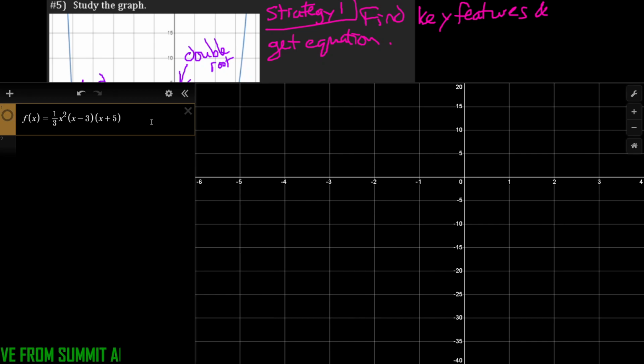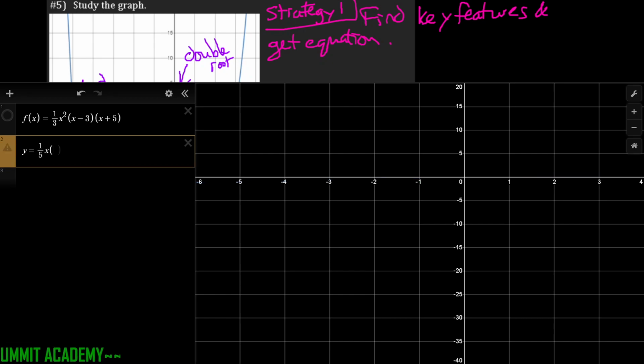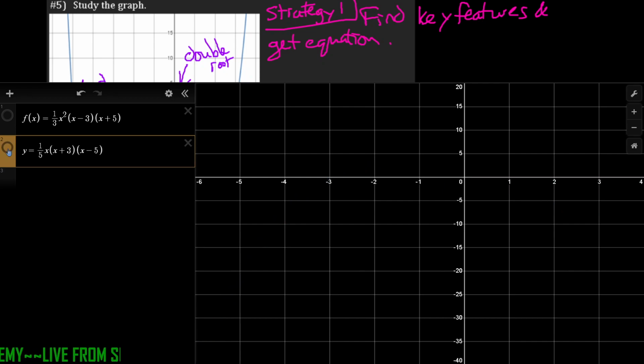So I'm going to actually unhighlight. Let me prove that the other ones are incorrect. So let me look at this first one. It says y equals 1/5 times x times x plus 3, x minus 5. So notice how I didn't change the window. This is just exactly what it has. Notice how this picture is completely incorrect, so I know it can't be that one.